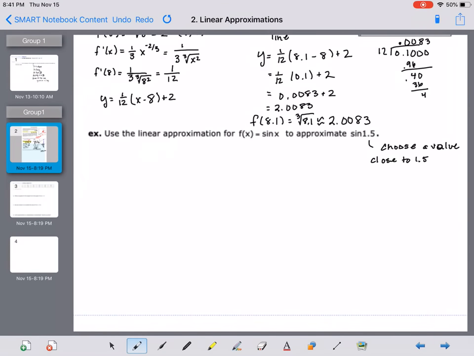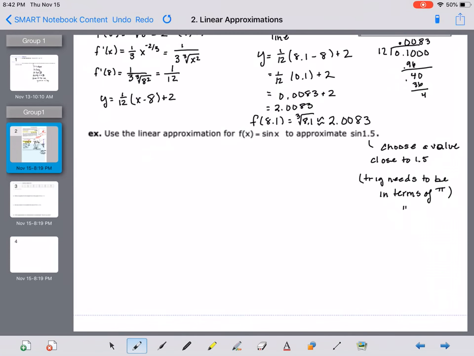to 1.5. If that was sine of 3.5, then I would want to choose a value that's close to 3.5. If it was 0.5, then I would want to choose a value that's close to 0.5. If it was 9, I'd want to choose a value that's close to 9. Now, trig is tricky because when we calculate trig, it needs to be in terms of pi, like the sine of pi, or the sine of 3 pi, or the sine of pi over 4. It has to be in terms of pi.